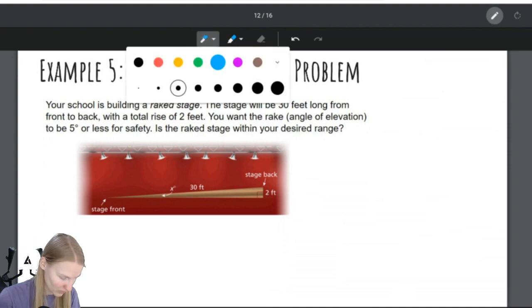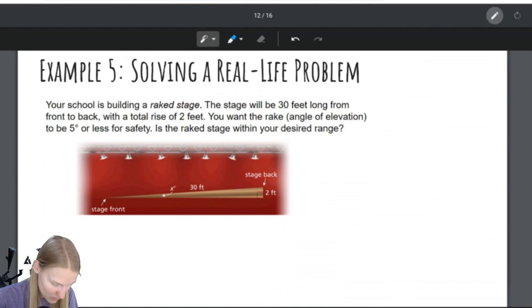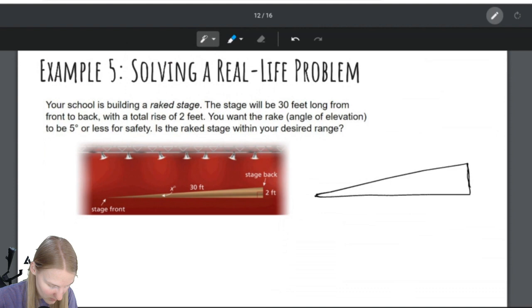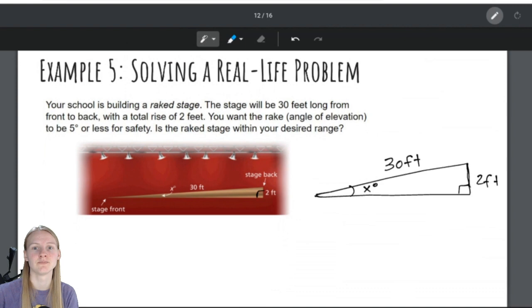Well, let's redraw this triangle so that it's easier for us to see. Okay, so this is x degrees. We don't know what it is, but we know it's x. This is 30 feet. This is 2 feet. And it's very important that we have this right angle here. If we don't have that right angle, we can't use any of this trig. Remember, to use this trig, we need to have a right angle. So if you don't have right angles, don't even think about using the SOHCAHTOA.